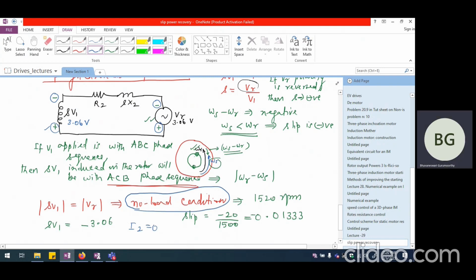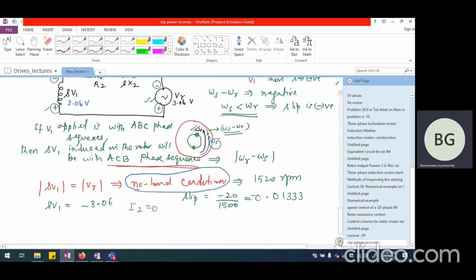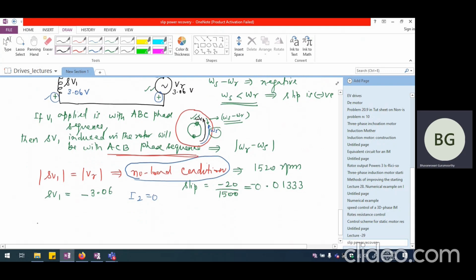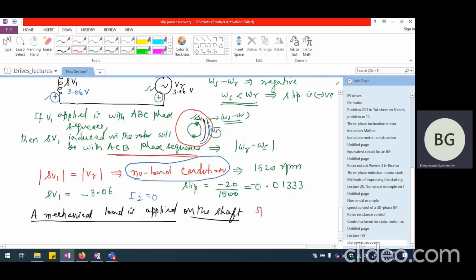Now let us say I'm going to put a shaft load. So a mechanical load is applied. When the mechanical load is applied on the shaft under super-synchronous condition itself, then we will see that speed decreases. So let us say the speed becomes 1510 RPM.